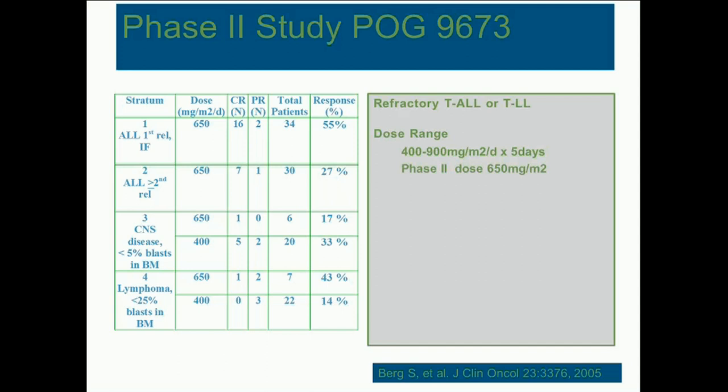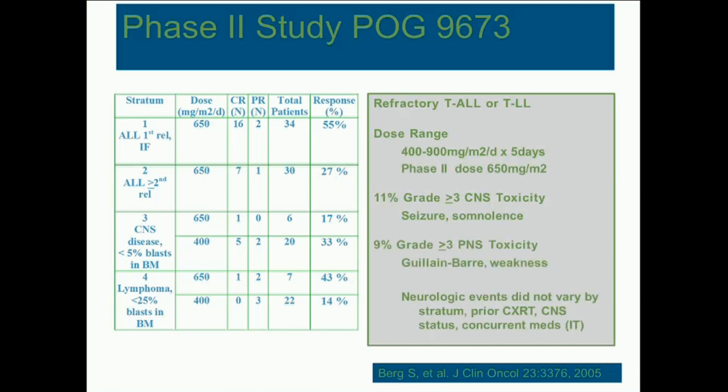So she took refractory T-ALL or lymphoma. She found a dose range. She went from 400 to 900 milligrams per meter squared per day for 5 days and determined that the phase two dose that we would use going forward was 650 milligrams per meter squared. She did see some toxicity, 11% grade 3 or worse CNS toxicity, seizure and somnolence. She had a 9% grade 3 peripheral neuropathy toxicity, so Guillain-Barré-like syndrome and weakness.